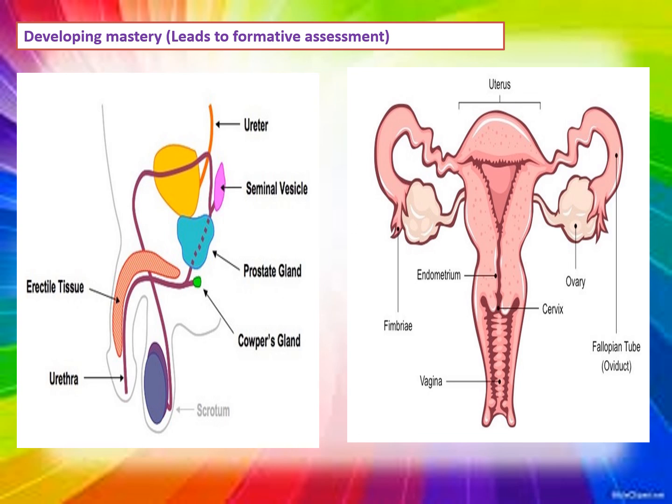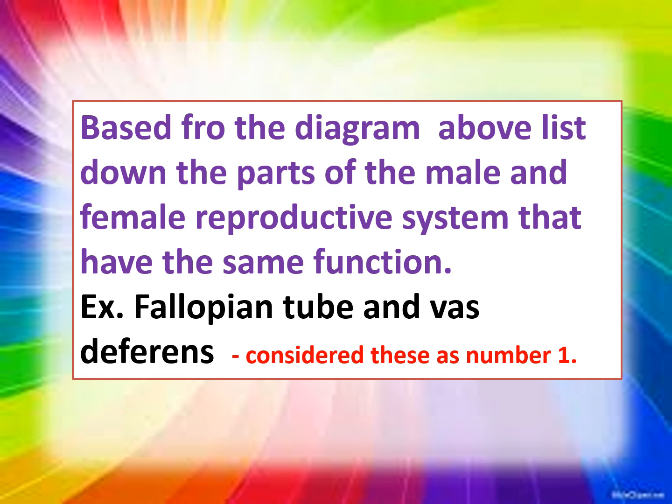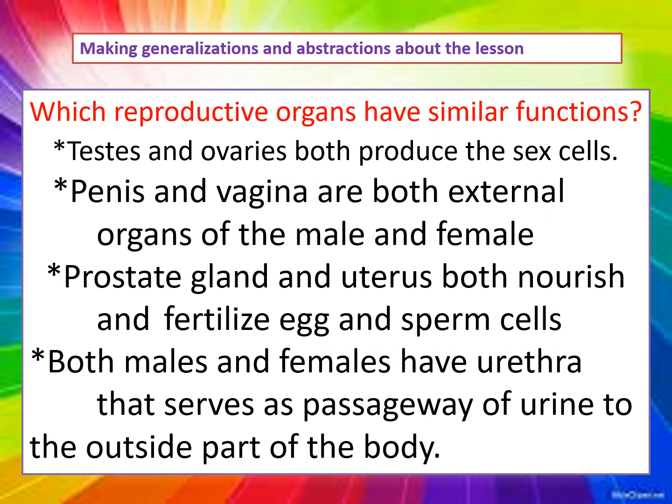So, here is the illustration of the female reproductive system organs and the male reproductive organs. Based on the diagram above, list down the parts of the male and female reproductive system that have the same function. Example, fallopian tubes and vas deferens. Consider this as number 1. Which reproductive organs have similar function?